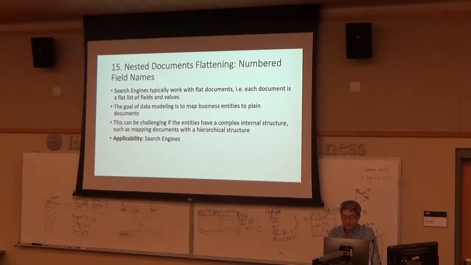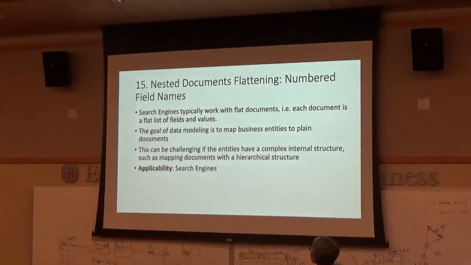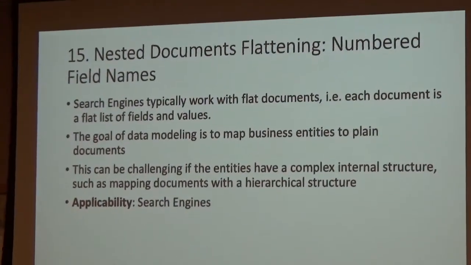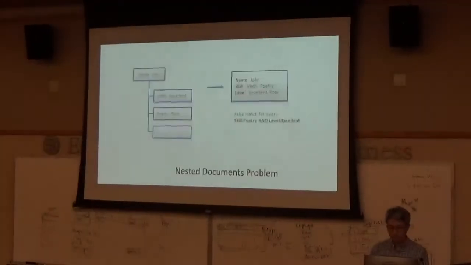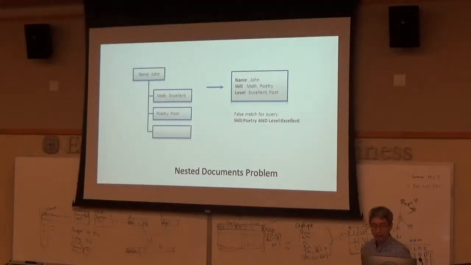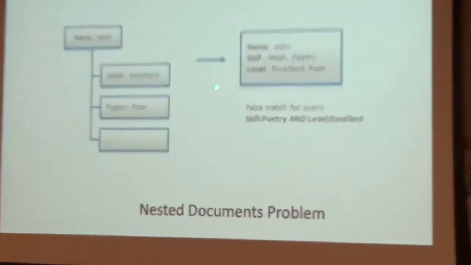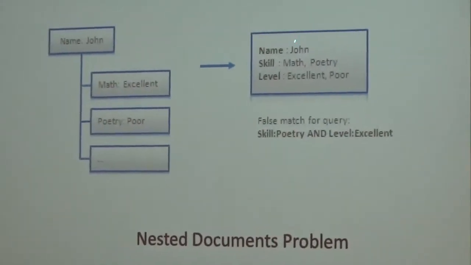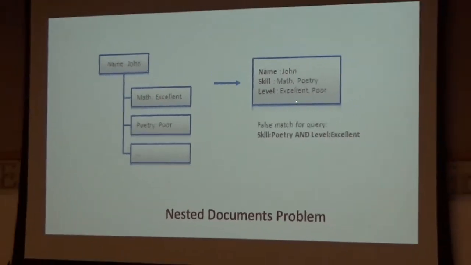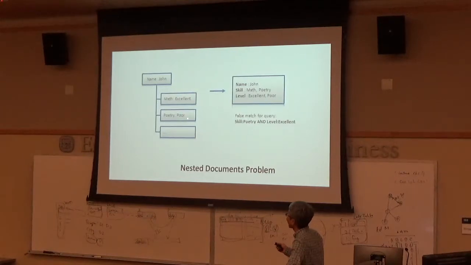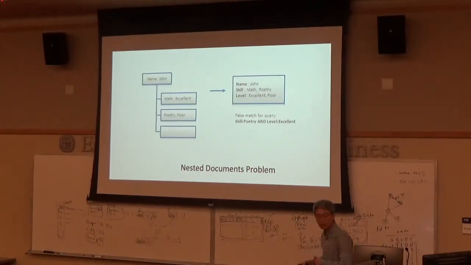Then another approach for such a nested set is nested document flattening. Flattening means to make simple, one-dimensional data. For example, under the name of the student, we have math, it's excellent, and poetry, poor, and so on. It can be represented by one document. So it's flattening. Instead of the different categories of the evaluation or the entity, we will combine. It's also aggregation.